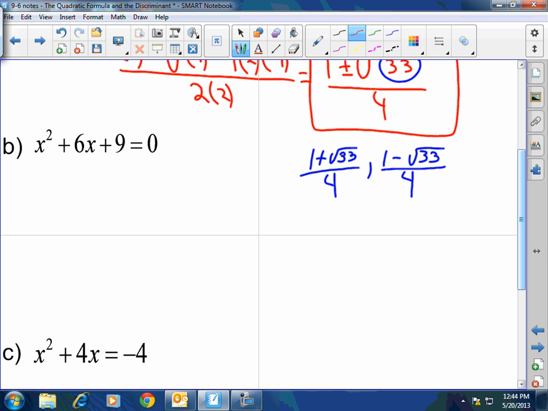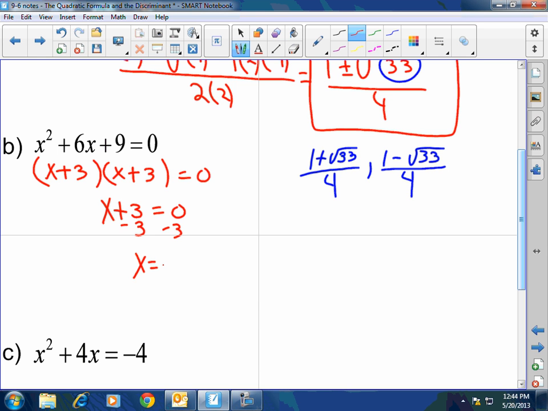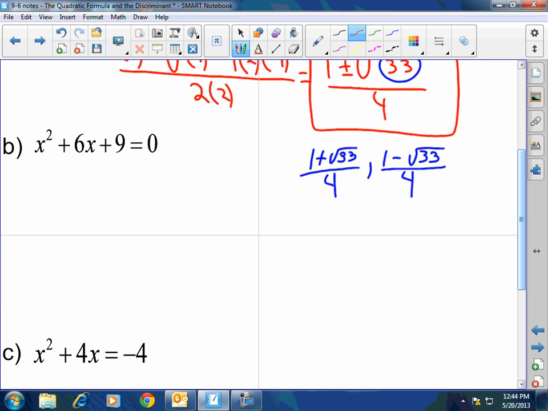Letter B. Please notice, if I had just said to you, solve, just in general, I would not use the quadratic formula here because this is factorable. This factors out to be x plus 3 times x plus 3. Zero product property, x plus 3 would equal 0. Subtract 3 from both sides, x equals negative 3. That's going to be our answer. That's what I would have done if it just said solve. But please remember, I asked to solve by the quadratic formula. So we're going to have to actually do it the long way.